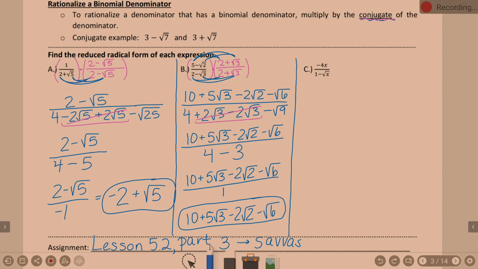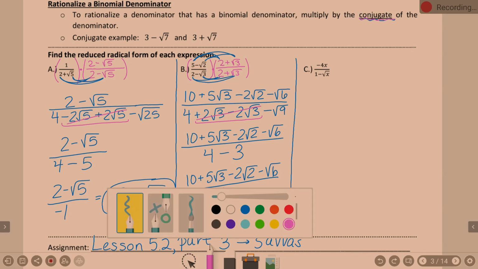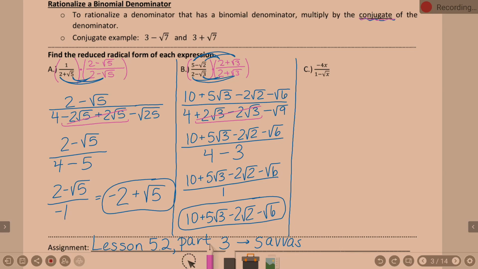Got one more to look at here. What did I throw in on this last one? It's a whole number and the square root of a number. Okay. I threw in some variables, right? There's an x to deal with. Does it change our process? No, it doesn't. We still have a square root in the denominator we have to get rid of. We have to get rid of that square root of x. We can't have a square root in the denominator.